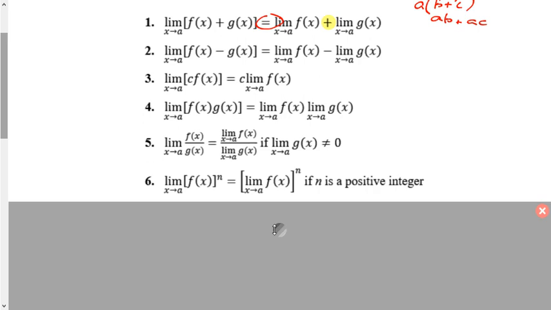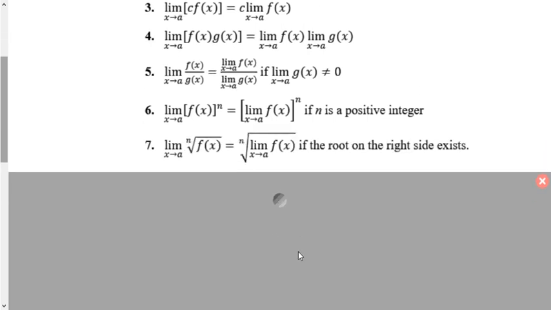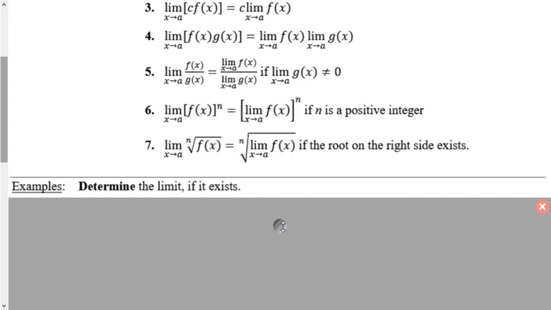And then here, this one. If I did the limit of a power where the base is some function, what I can do is find the limit of the function as x approaches a, and after I find that limit, then I can raise it to the exponent, as long as n is a positive integer. Again, all of these will become more familiar as we use them in examples. Similar idea with number 7. We could just write this with an exponent of 1 over n, which would make it just like the property in number 6.